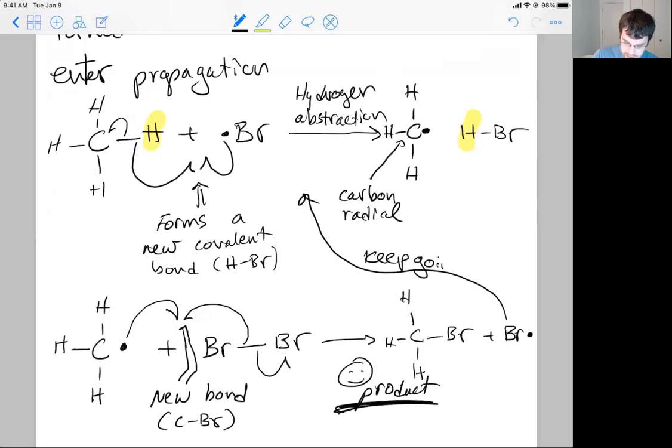I don't really know how to draw that arrow. That's not an electron arrow. That's just me saying the bromine keeps going. The bromine will come up here. It will react with another molecule of methane, which will form another carbon-centered radical, which will react with another Br2, which will form some more product along with another Br dot. So the Br dot makes carbon-centered radical, makes product, makes Br dot, and so on. We keep circulating between these two steps until the limiting reagent is consumed.